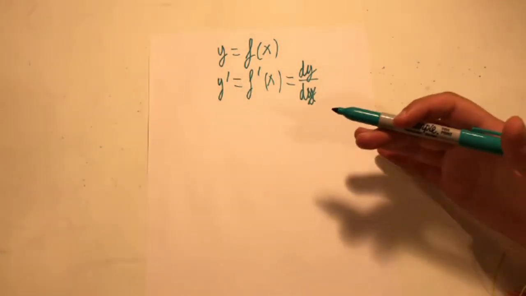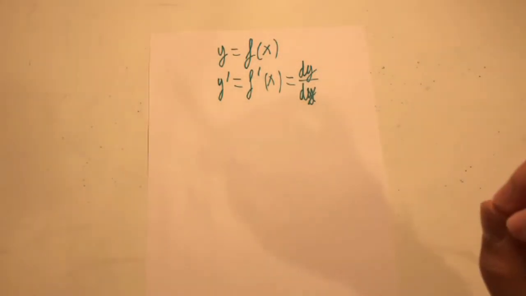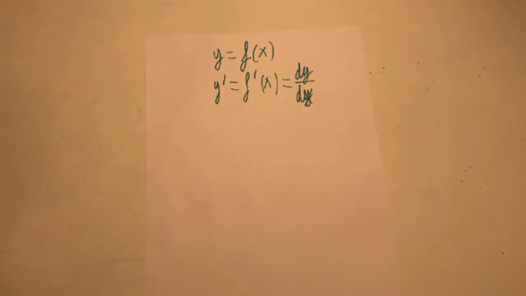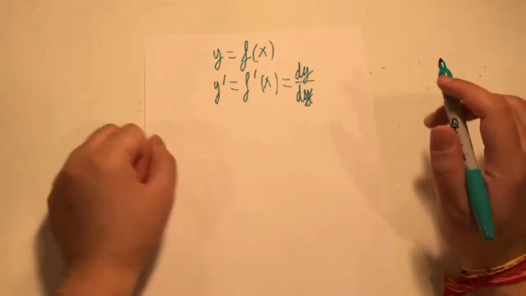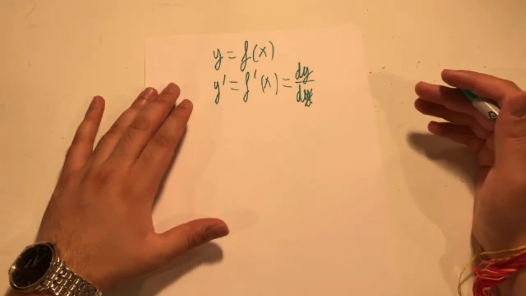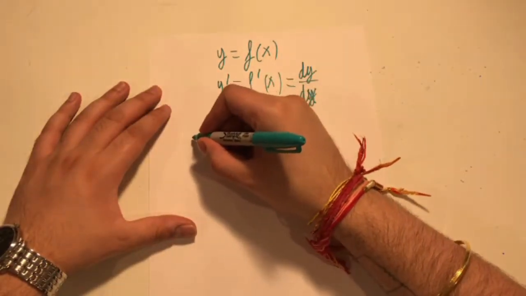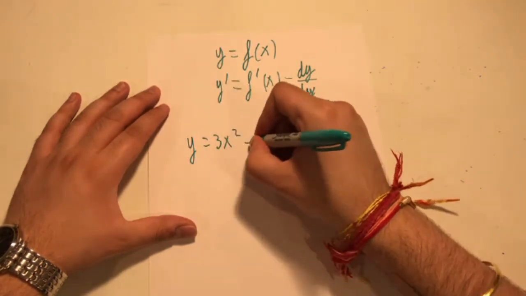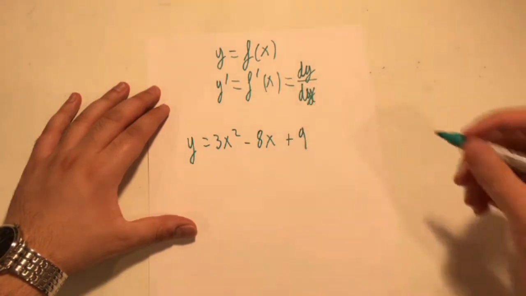Which is an application of derivatives, like a real world type example. And writing this instead of this makes everything look so much cleaner. Okay? Now, let's just quickly talk about the derivatives. So say I have, I'll use the equation from earlier, y equals 3x squared minus 8x plus 9.